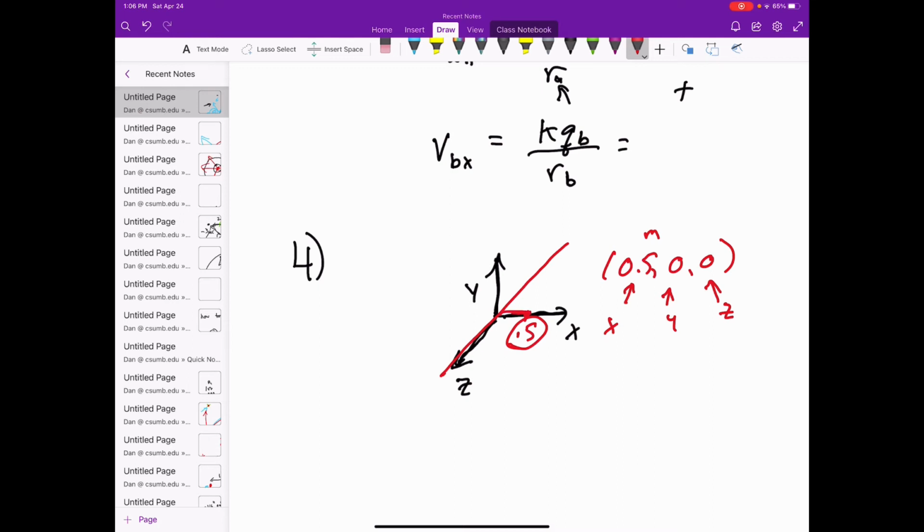So it's only a half meter away from the line of charge, so that's your r. And I gave you an equation for the electric field associated with the line of charge, and that's what you'd apply in this case.